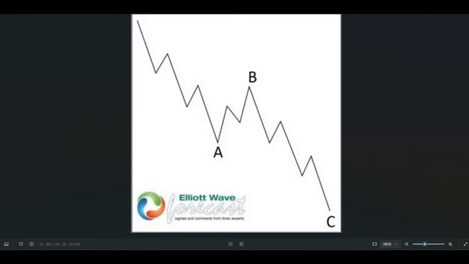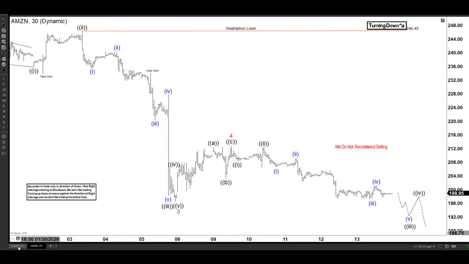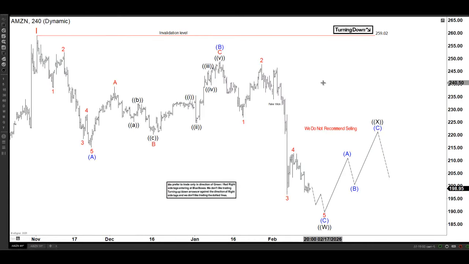It's very interesting, but Amazon is doing a textbook ABC from the peak. From the peak in November, Amazon did 1, 2, 3, 4, 5. That's 3. That's 5, my bad. That makes A in blue. Then 1, 2, 3 makes B in blue. And now 1, 2, 3, 4, and a 5.